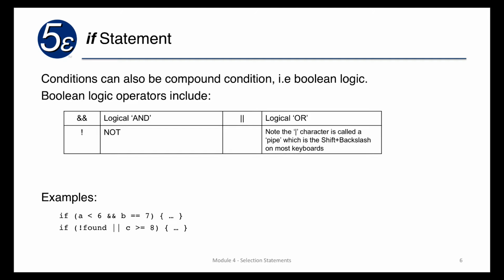We say if a is less than 6, for example, if this evaluates to true and b is equal to 7, then we'll execute these statements. Another example is if not found. So found is a Boolean variable, and if we use the exclamation point, we're going to negate that, and then we're going to see if that's true, or if c is greater than or equal to 8 is true. If either one is true, we will execute the statements within the braces.